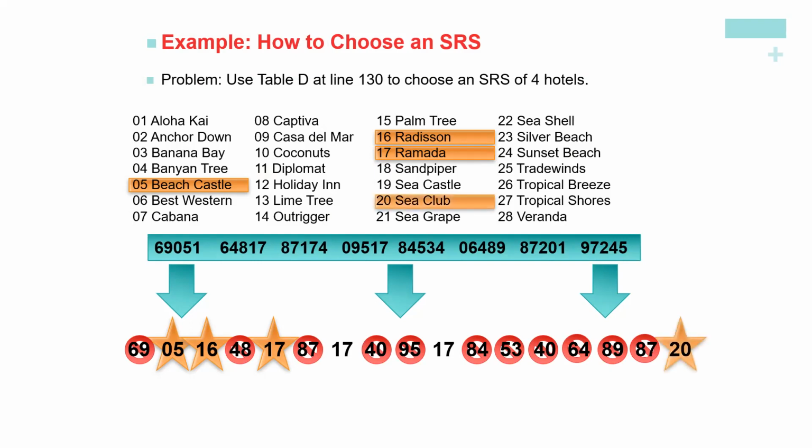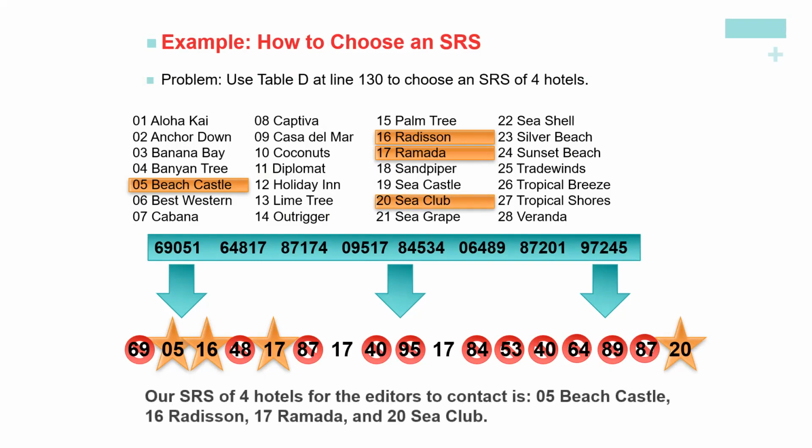And do we have a hotel labeled 20? Yes, we do, C Club. So if I choose a random sample of 4 hotels from a random digit table, I keep going until I get my 4th hotel. So those 4 hotels from my random digit table would be Beach Castle, Radisson, Ramada, and C Club.